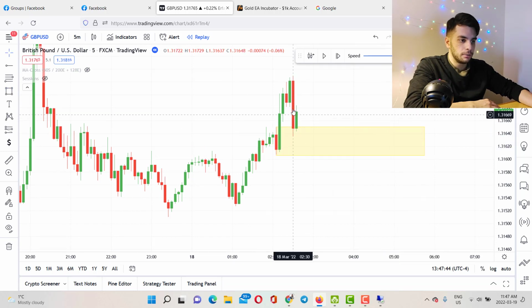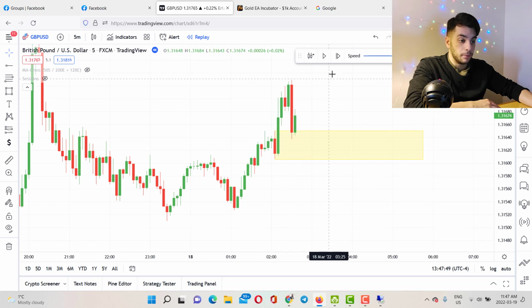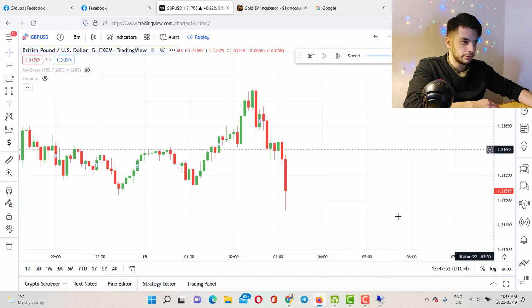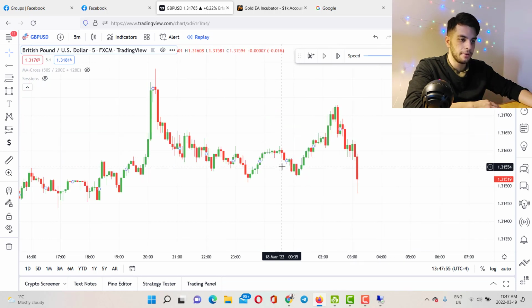So another bullish engulfing candle, break of structure, high probability demand zone. It didn't get respected because it's outside of my trading hours. And yeah, that's it for this one.